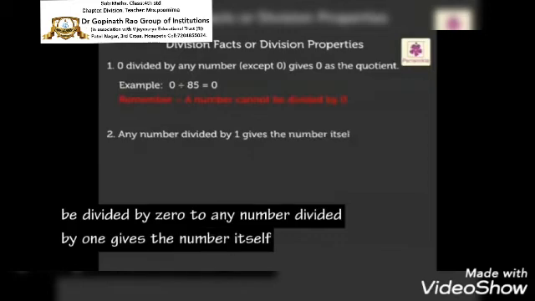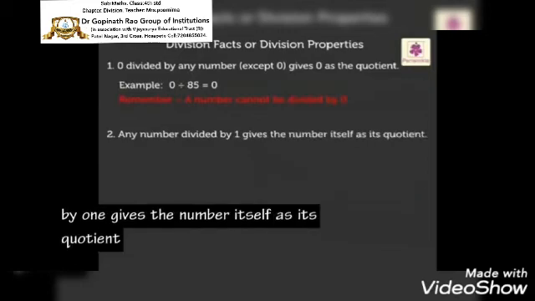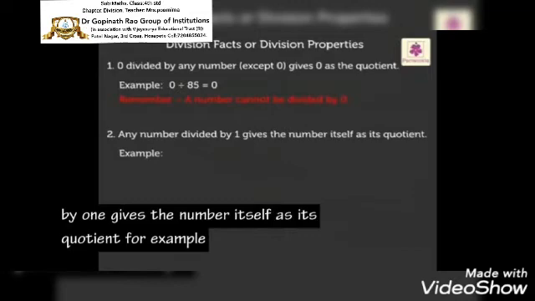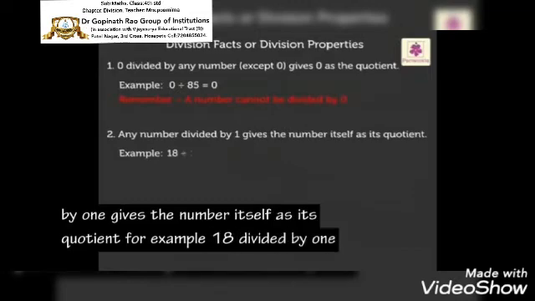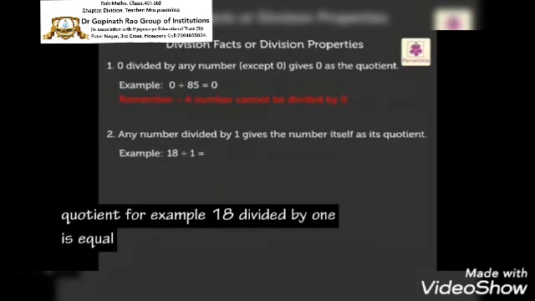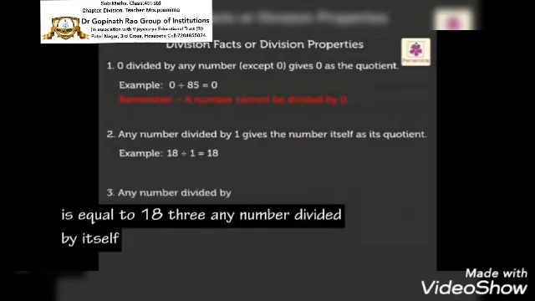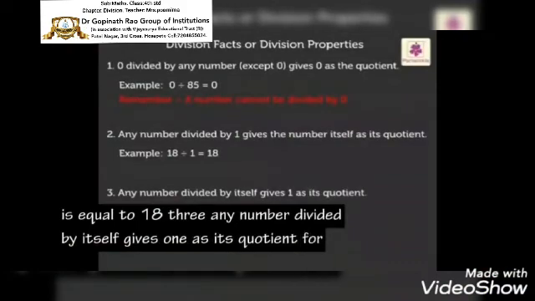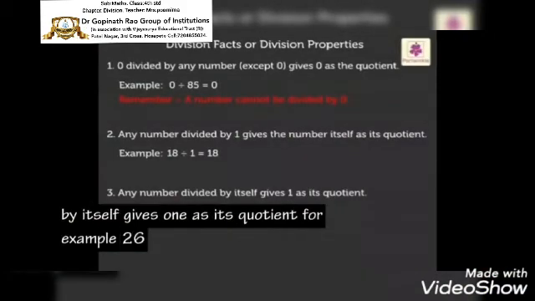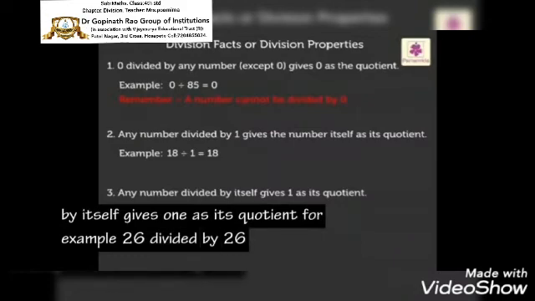2. Any number divided by 1 gives the number itself as its quotient. For example, 18 divided by 1 is equal to 18. 3. Any number divided by itself gives 1 as its quotient. For example, 26 divided by 26 is equal to 1.